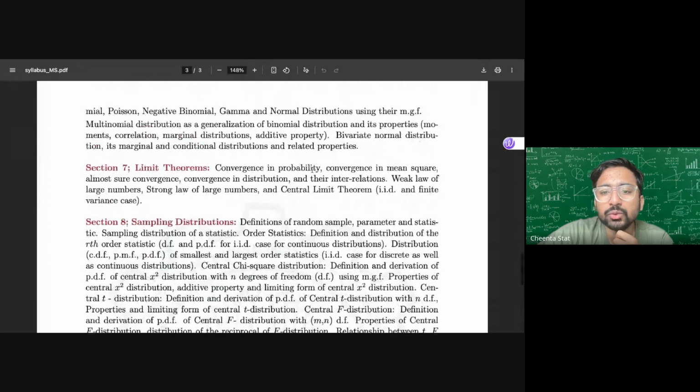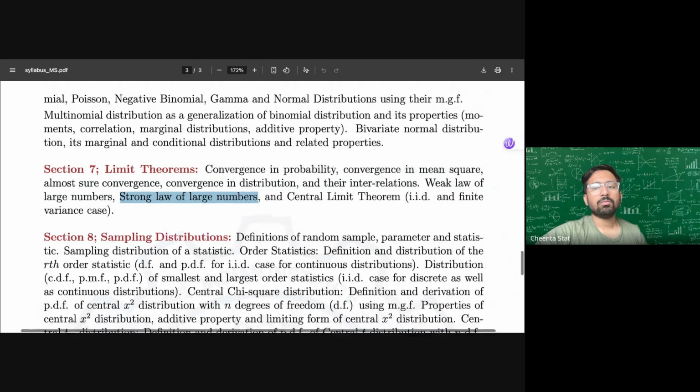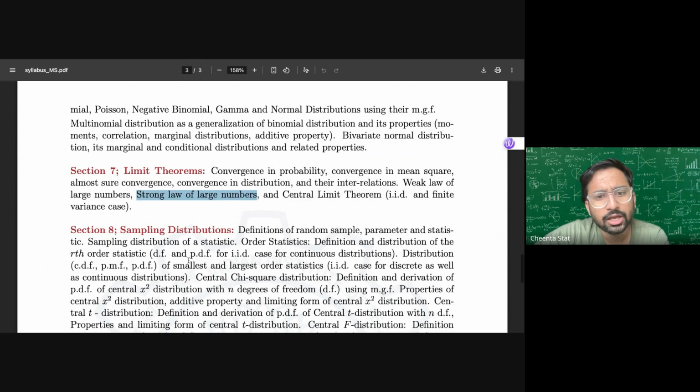The next simple addition is in limit theorems, where they are teaching convergence in mean square, almost sure convergence, and have added the strong law of large numbers. This is also something we have taught in Cheenta in our course on limit theorems, and it will be available in any probability book.